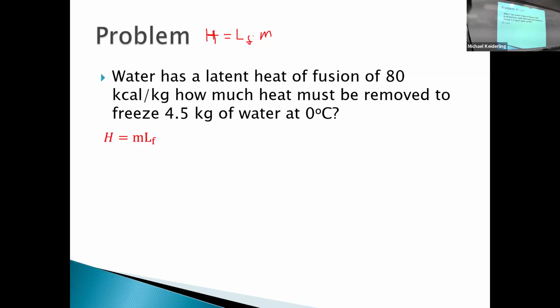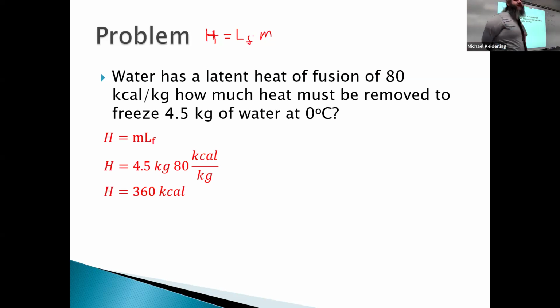So heat is going to be mass times latent heat of fusion. The heat is 4.5 kilograms times 80 kilocalories per kilogram. So we need to remove 360 kilocalories of heat to freeze 4.5 kilograms of water at 0 degrees Celsius.